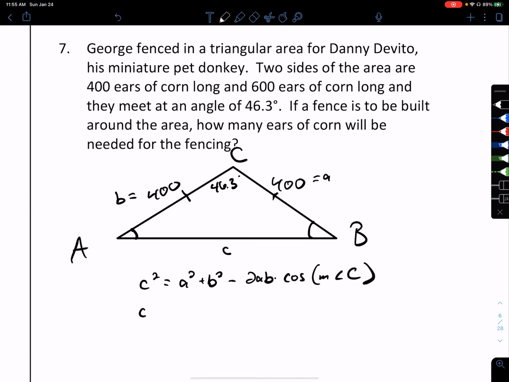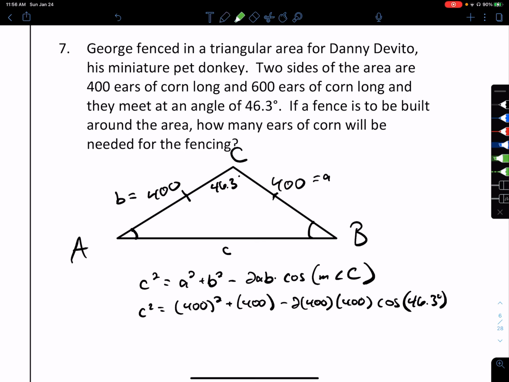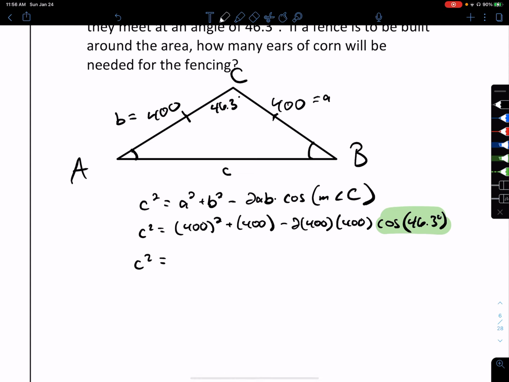Fill in the numbers that we know. We don't know side c. We know a is 400. We know b is 400. We know that it's 2 times 400 times 400, and it's cosine of angle 46.3 degrees. We cannot simplify this without rounding, so simplify everything else that you can. 400 squared is 160,000. By the way, this was supposed to be squared right here. I left off the squared. It's another 160,000. 400 times 400 is 160,000.